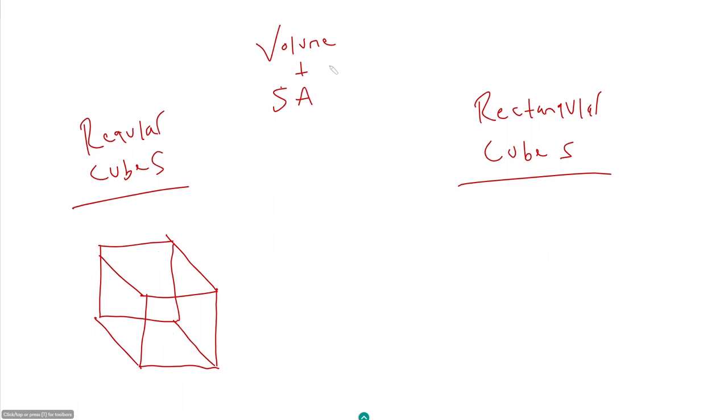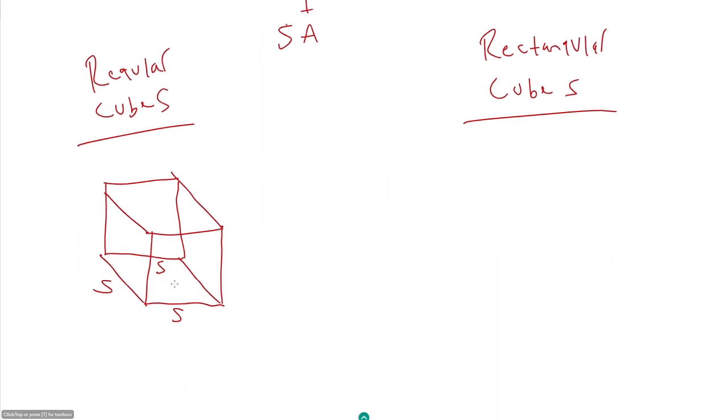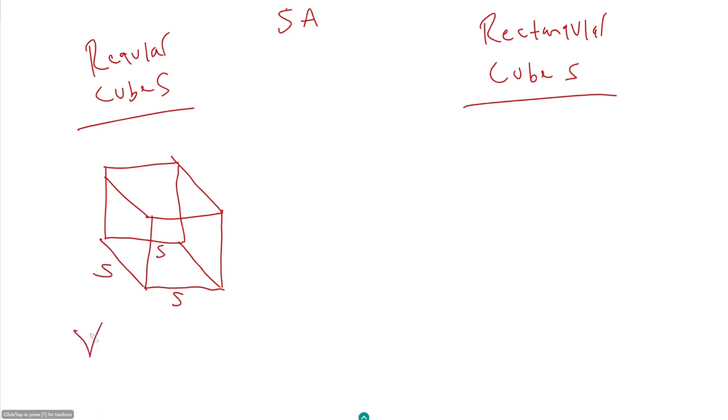And so for a regular cube, you can think of this as meaning your length, your width, and your depth are all the same. And so for any type of cube, your volume is just going to be your length times your width times your depth, or sometimes they just say x times y times z. Now for a regular cube, that means because your length, your width, and your depth are all the same, your volume is just going to be side cubed. What about your surface area?